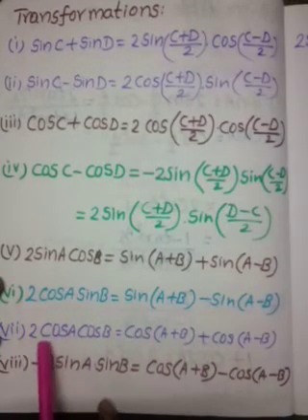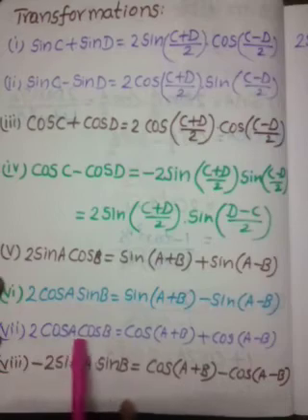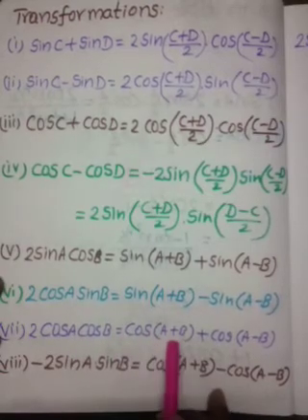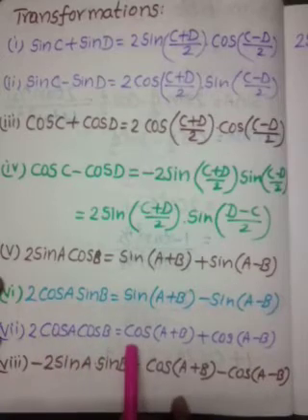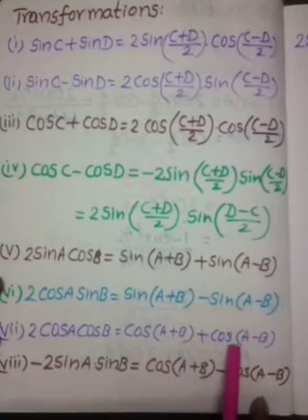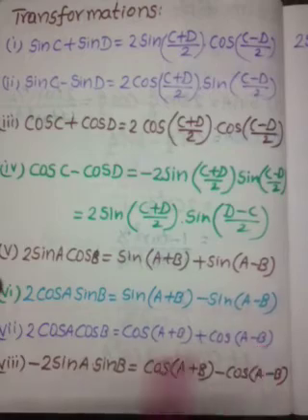Now come to this formula. 2 cos a cos b is equal to cos of (a plus b) plus cos of (a minus b). Okay, my children.